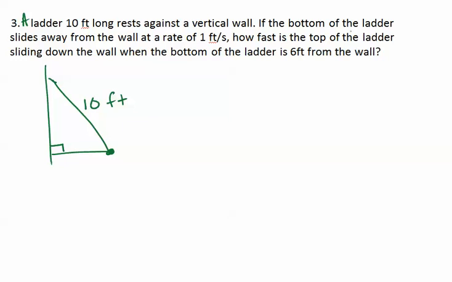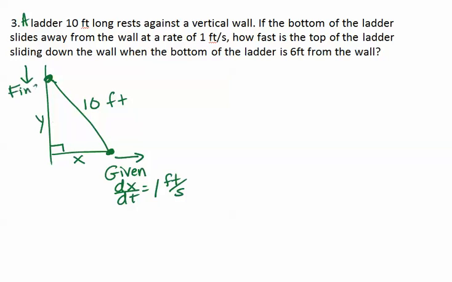So here, if the bottom of the ladder slides away, we are given the rate that the horizontal side is changing in the positive direction. So we are given that dx/dt is 1 foot per second. And the top of the ladder is going to come sliding down. So let's use y as the vertical height. So we want to find the change, the dy/dt.